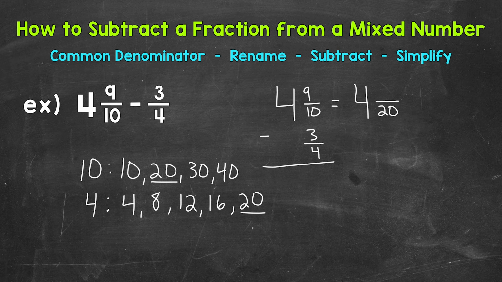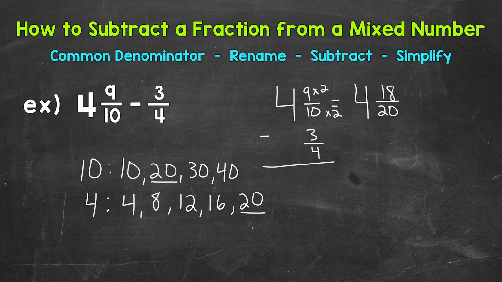And think, how do we get 10 to equal 20? Well, 10 times 2 is 20. Now, whatever we do to the bottom, we must do to the top in order to keep this equivalent. 9 times 2 is 18. So 18/20ths is equivalent to 9/10. We're not changing the value of the problem at all. Again, we're just renaming with that common denominator of 20.